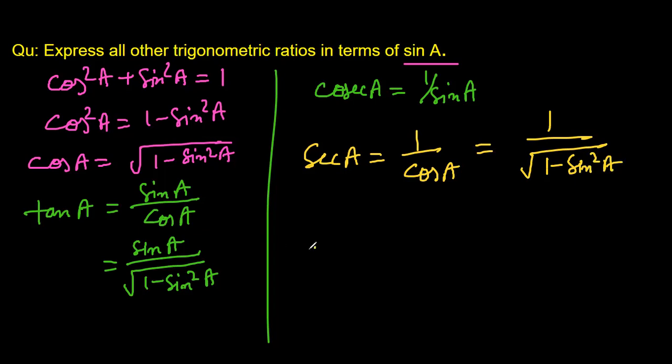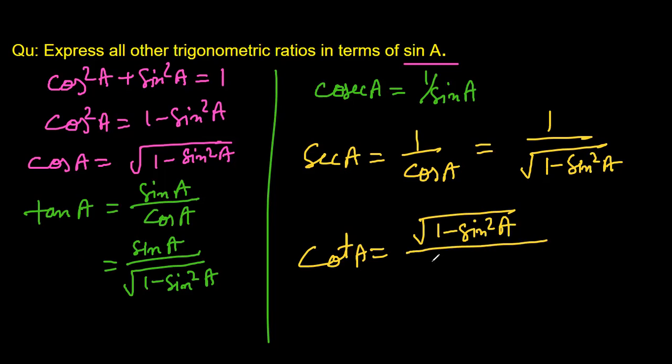And finally, we have cot A. Cot A is the reciprocal of tan A. So cot A can be written as this value upside down. That means cot A would be square root of 1 minus sine square A divided by sine A, that is, divided by 1 over sine of A... written as 1 divided by sine of A.